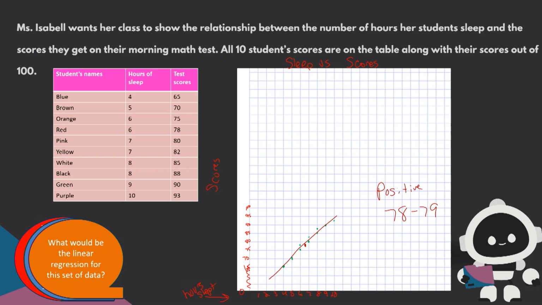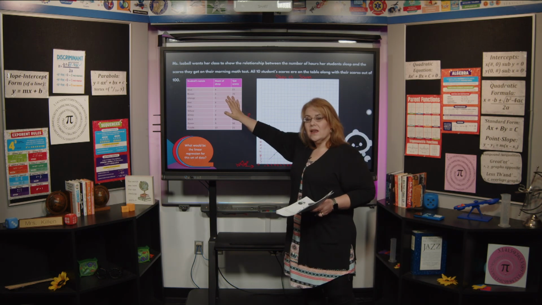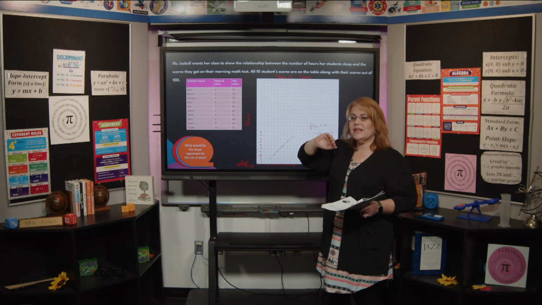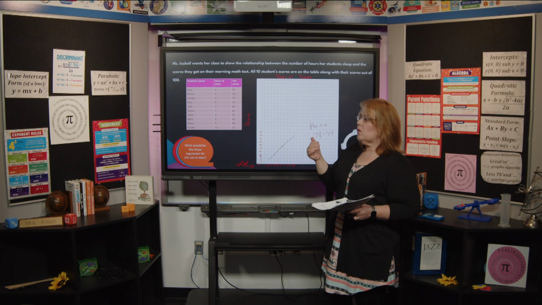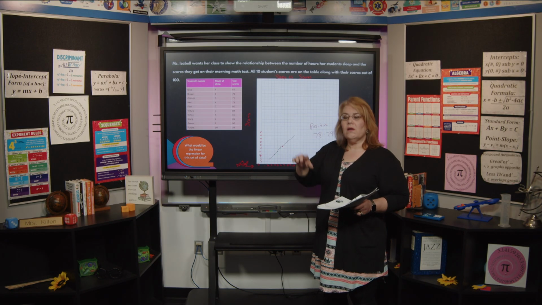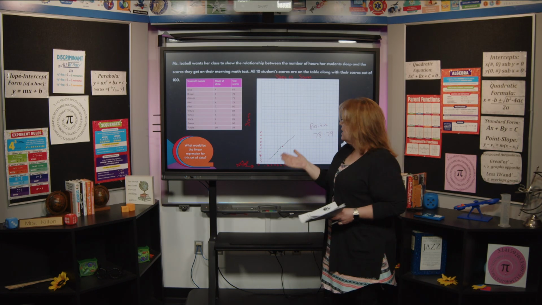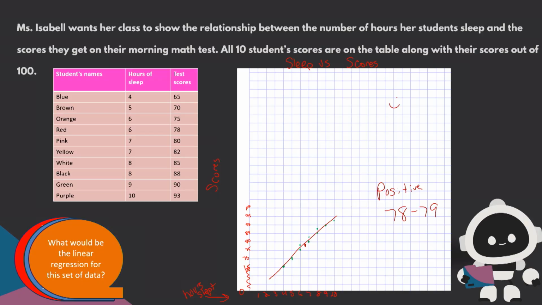It says, what would the linear regression for this be? Now, this is when you go to your Desmos, or this is when you go to your calculator and you put this in, and then you pull up that line of regression. Obviously, it is linear, so you're going to do that y sub 1, your little squiggle, and then your mx plus b. And so when you plug that in, what do you get? I got y equals 4.8x plus 47.